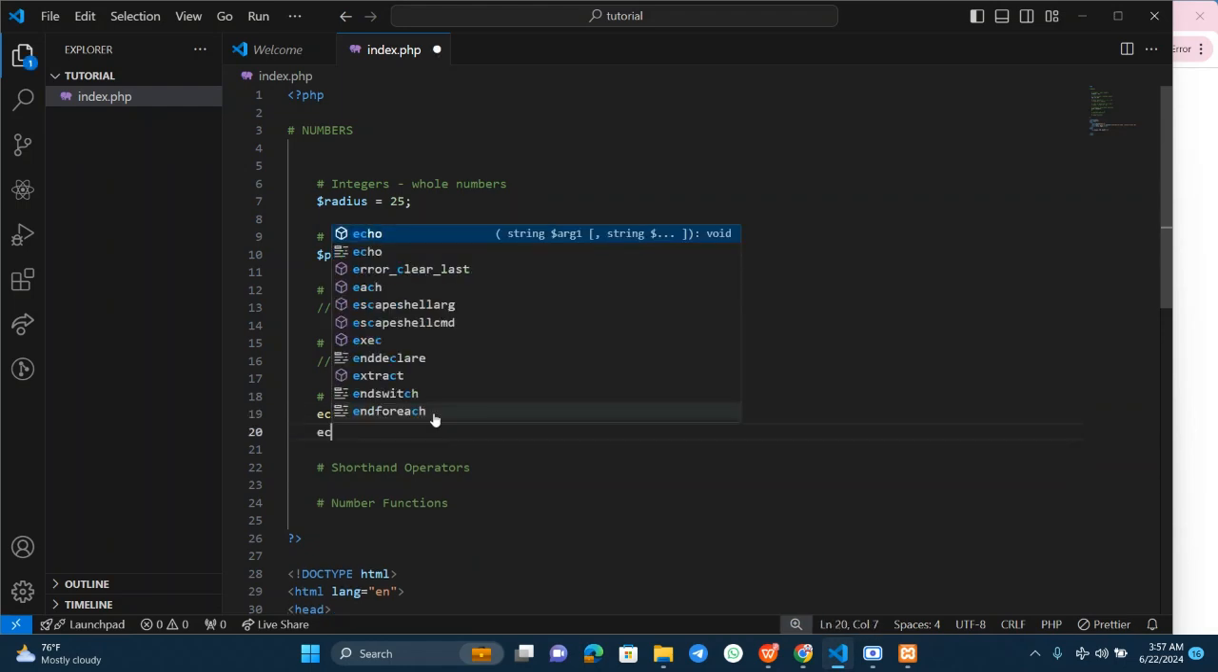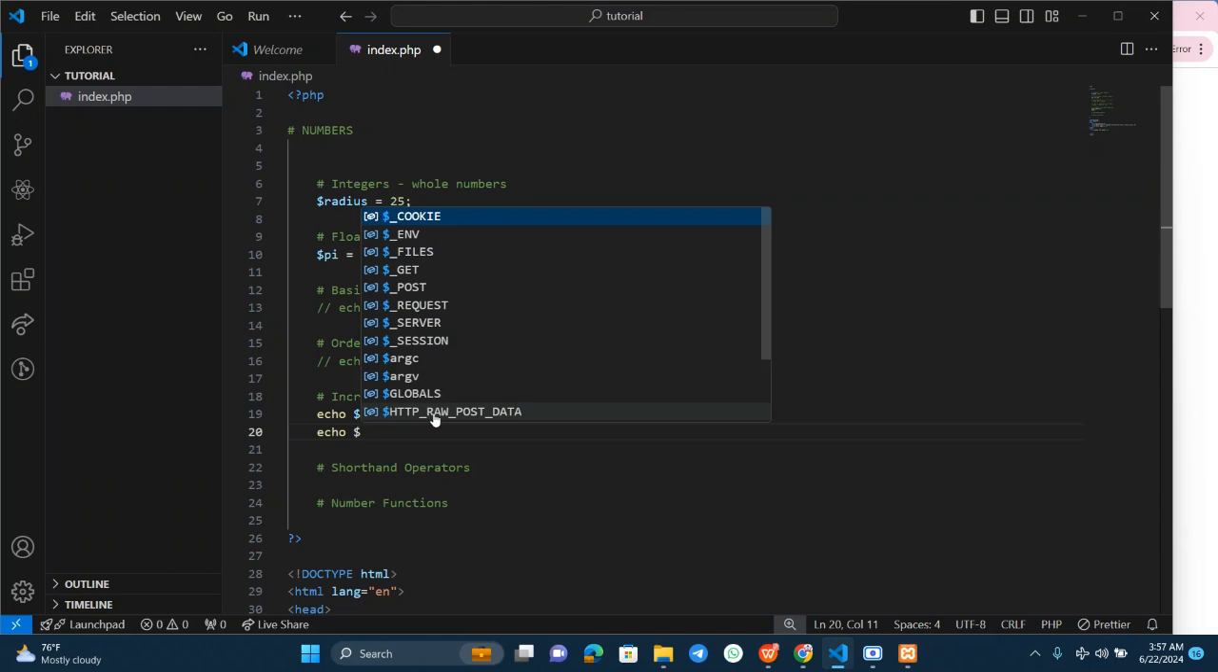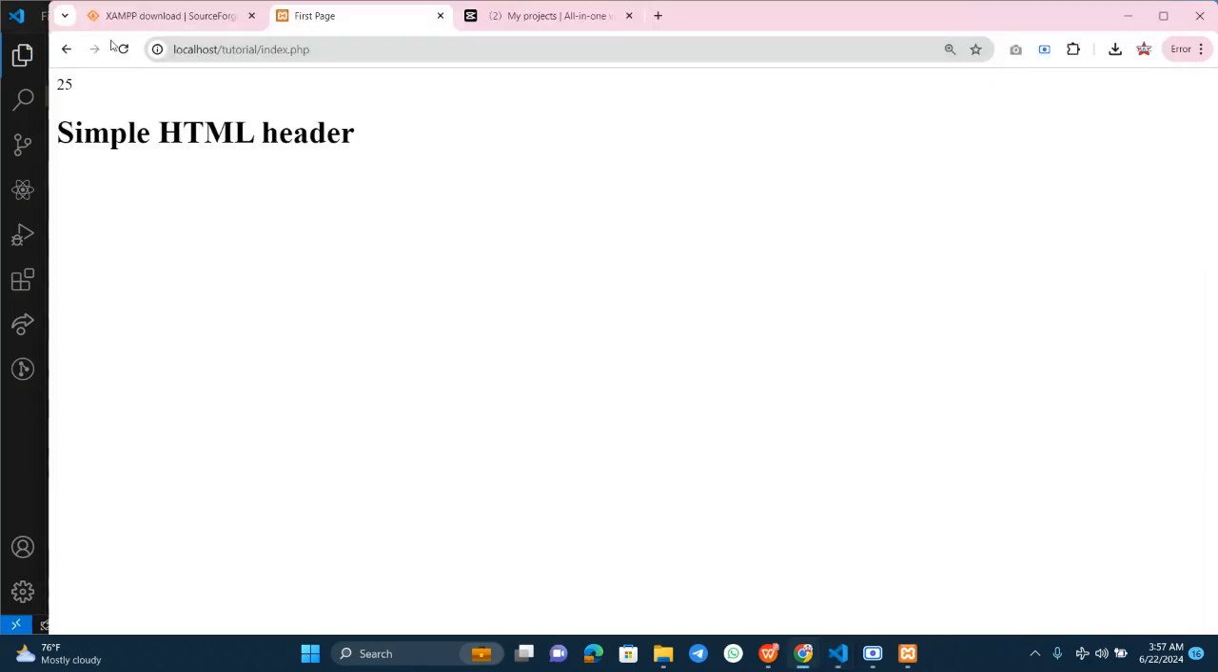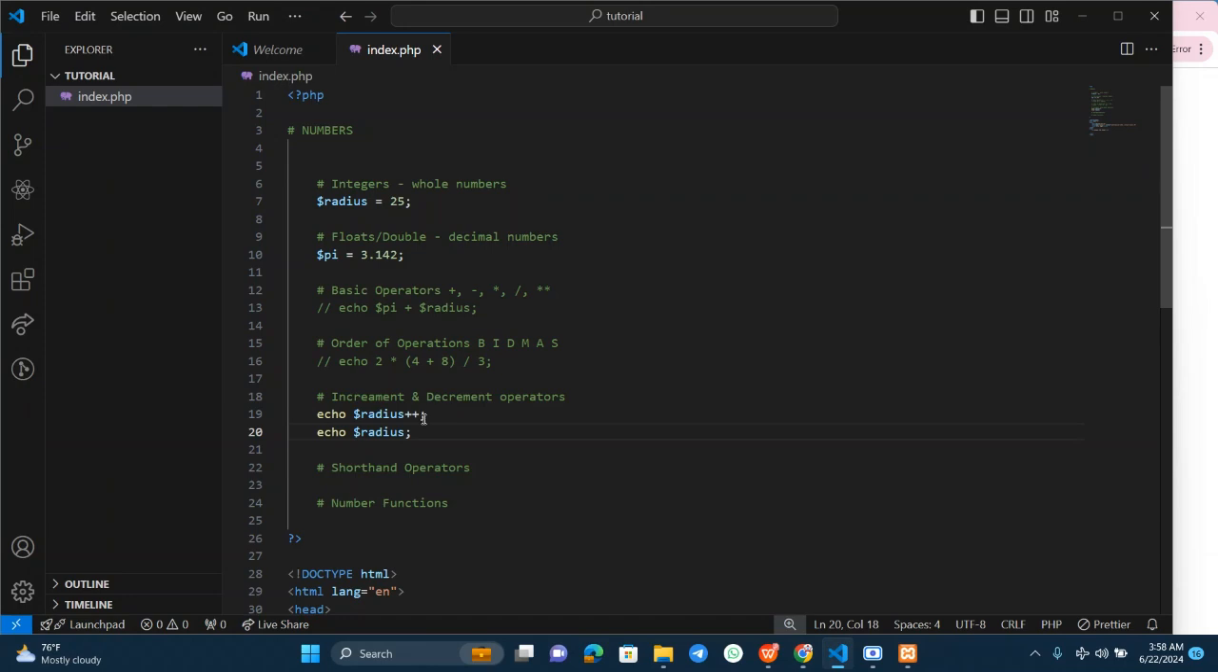So if I echo out the radius again, you realize that the value will be quite different from what we had before. Can you see? This is 26. Don't mind the joining, I can break that. So we have 25, now 26. That means the radius initially was 25 and now it has been increased to 26, though we only did the increment operation once.